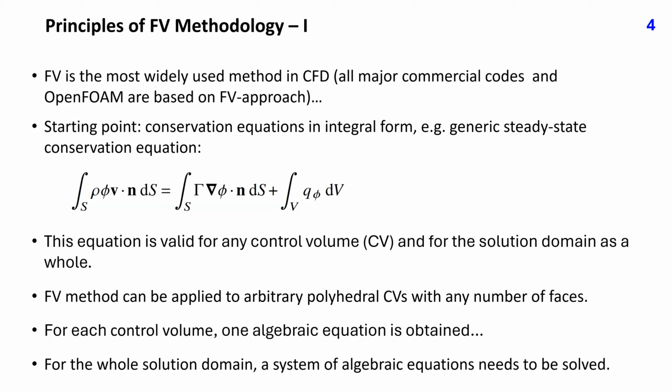The starting point in finite volume methods are conservation equations in integral form. In this and the next two lectures, we shall deal with a steady-state conservation equation for a generic scalar phi. On the left-hand side, we have convection fluxes through the control volume surface, and on the right-hand side are diffusion fluxes through the control volume surface and the volumetric source terms. This equation is valid for any control volume, no matter how small or large. In fact, it is also valid for the solution domain if it is considered as one large control volume.